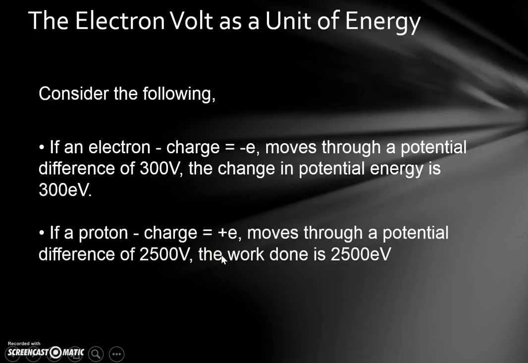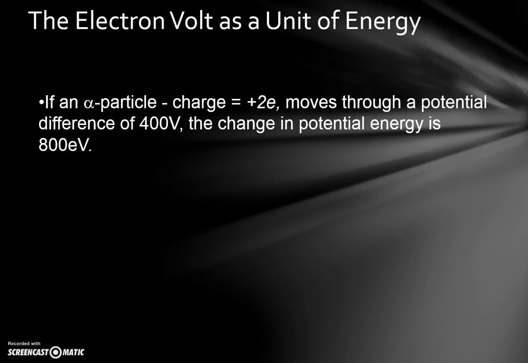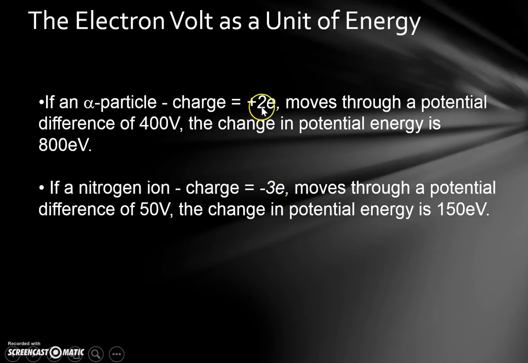Quite easy. If a proton of charge positive e, remember equal and opposite, protons and electrons, moves through a potential difference of 2500 volts, then the work done in this case is going to be 2500 electron volts. 1 positive charge, 2500 volt difference, 2500 electron volts. Nice and easy. And the same if we've got an alpha particle, which has a charge of positive 2e, and 400 volts, 800 electron volts. A nitrogen ion, if it has a charge of negative 3, and 50 volts, 150 electron volts. Really simple.